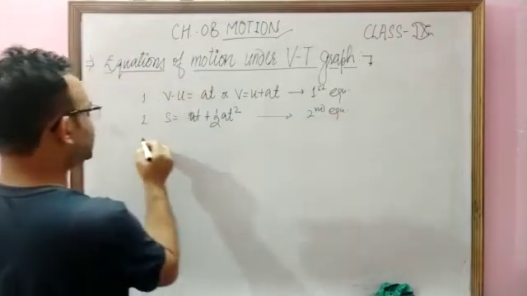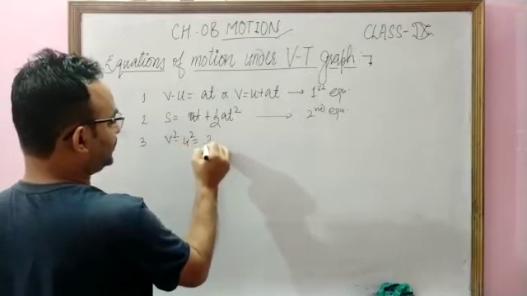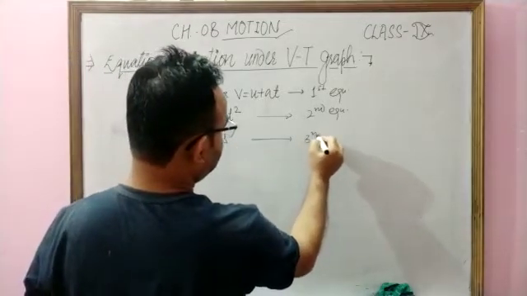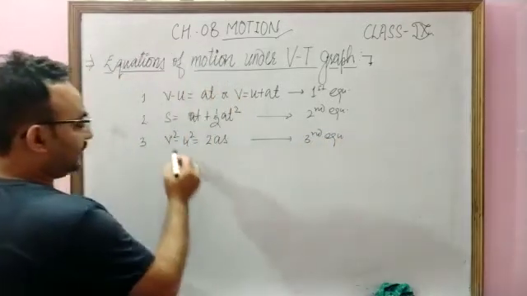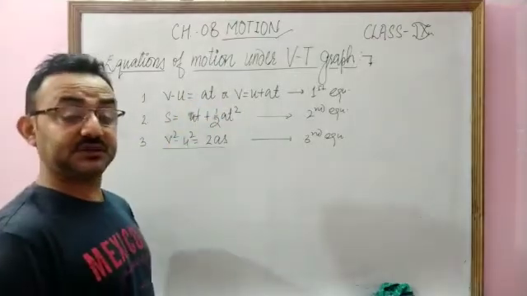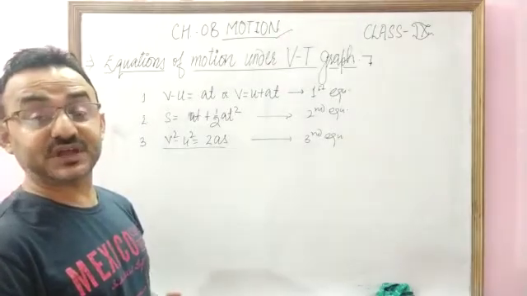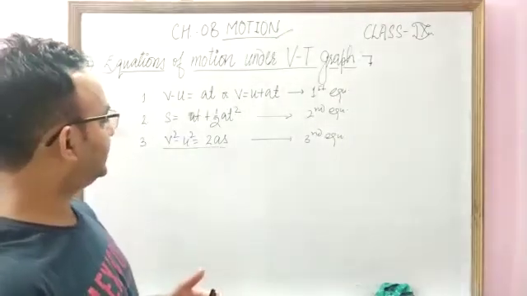Second equation of motion. Third is here, V square minus U square is equal to 2AS. This is third equation of motion. These three equations of motion have to be derived from the velocity time graph. This is the main aim here.